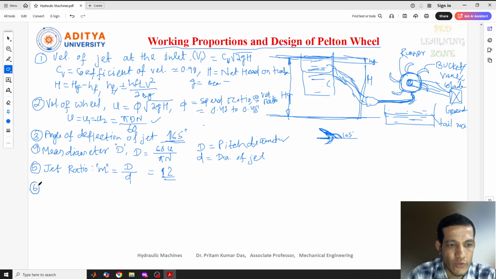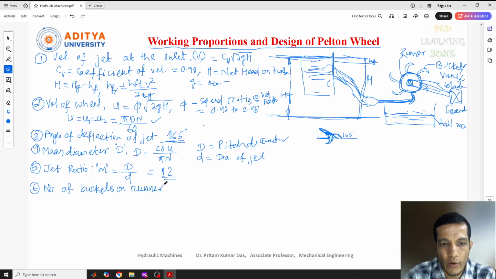The next one is the number of buckets. How do we calculate how many buckets should be on the wheel, on the runner? Runner, rotor, wheel all have the same meaning. Suppose the number is Z. This can be calculated as 15 plus D by 2d.